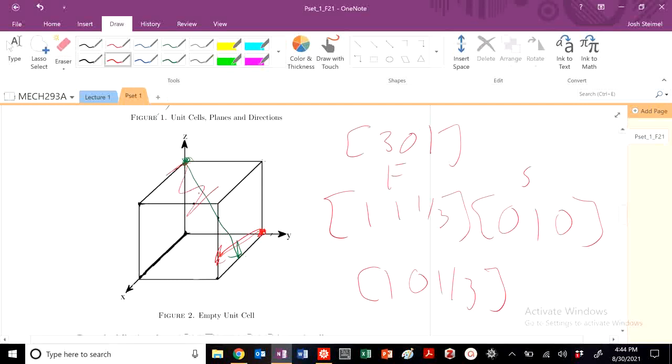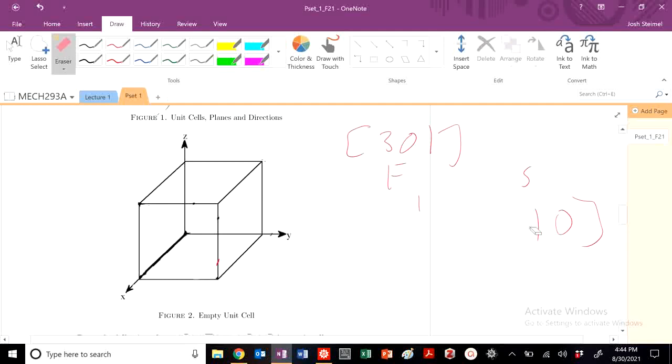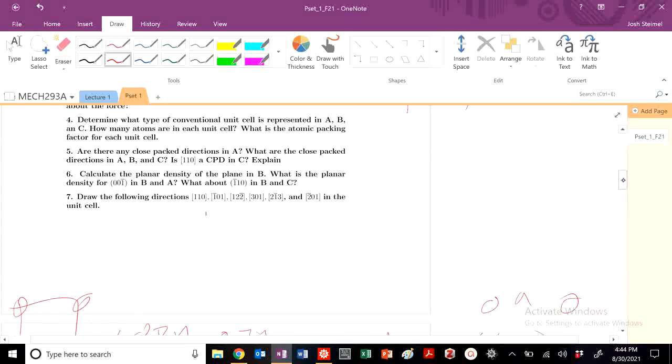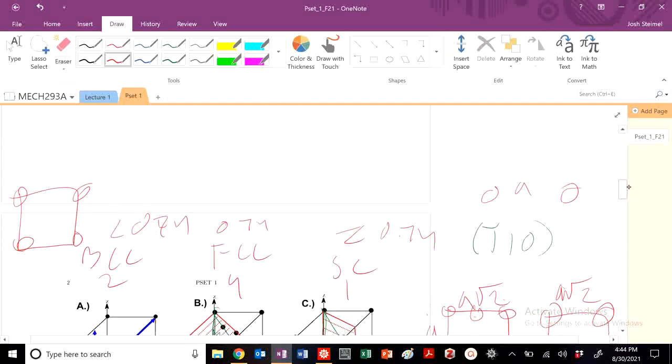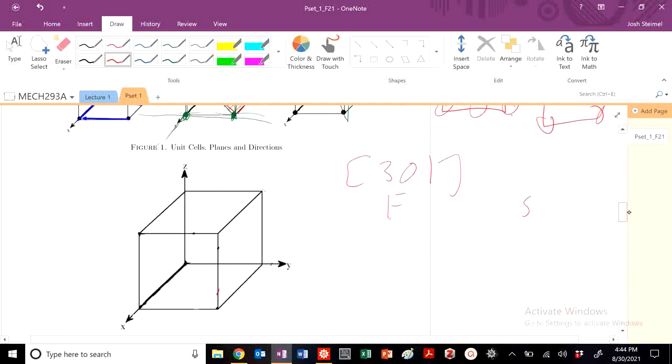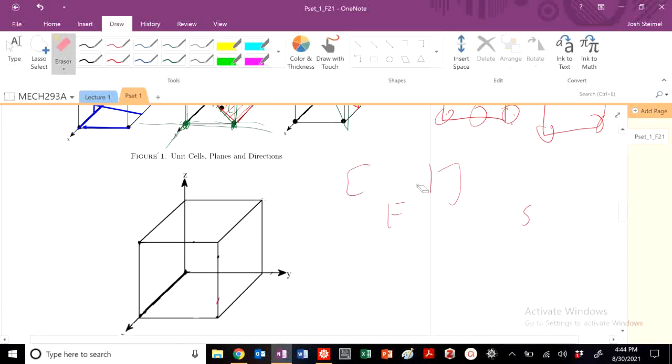All right, let's get to the next one. Oops, sorry about that. I should have kept the braces. It's all right. So let's look at the next one. We have 3, 0, 1. Let's do 2, minus 1, 3.